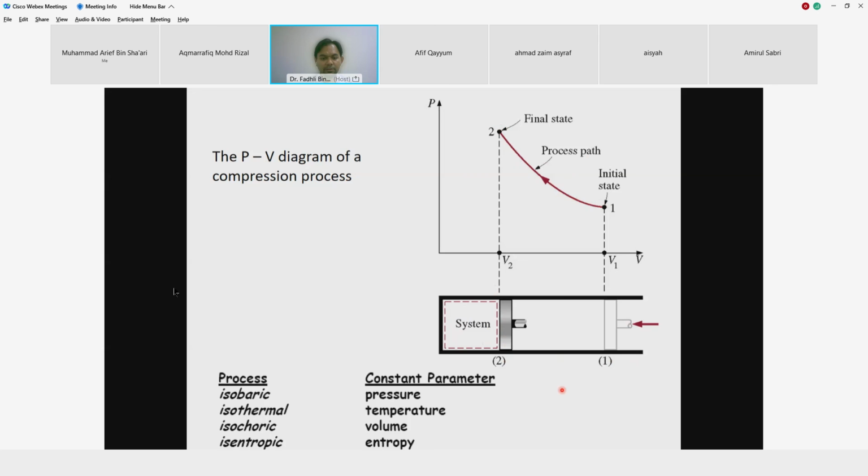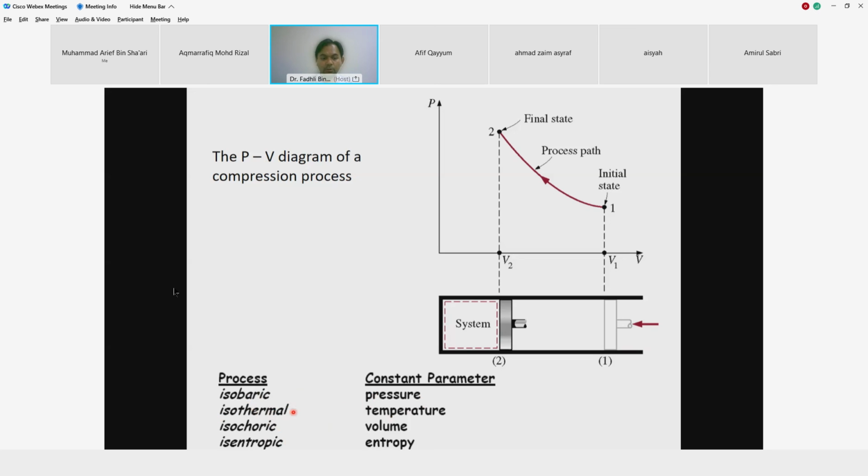So processes can be classified into 4 types. The first one is isobaric, second is isothermal, third is isochoric, and number 4 is isentropic. If the pressure is constant, then the process is called isobaric. So please remember this. Okay? Isobaric process is where the pressure is constant.